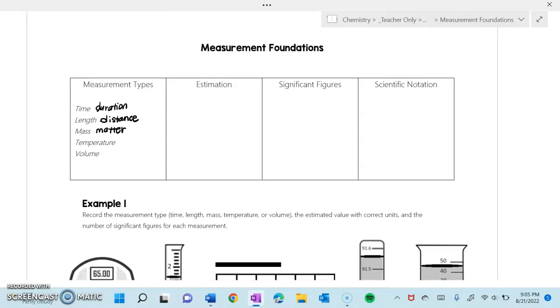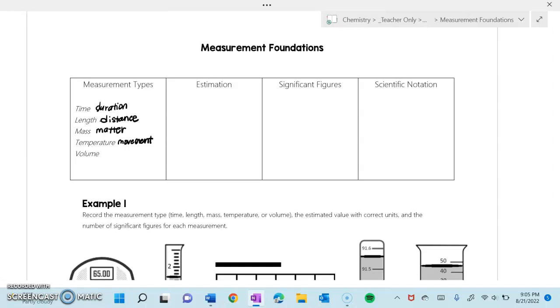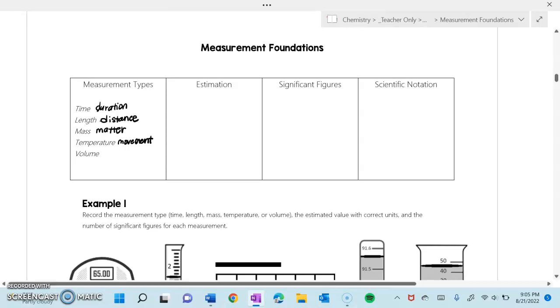Temperature is actually a measure of the movement of particles in a sample. Or sometimes it's also referred to as the heat. The more heat, the more the particles are bumping into each other and moving faster and faster. The less heat, the slower they're moving. And that's measured in degrees Celsius, or we talked about capital K is in the Kelvin scale.